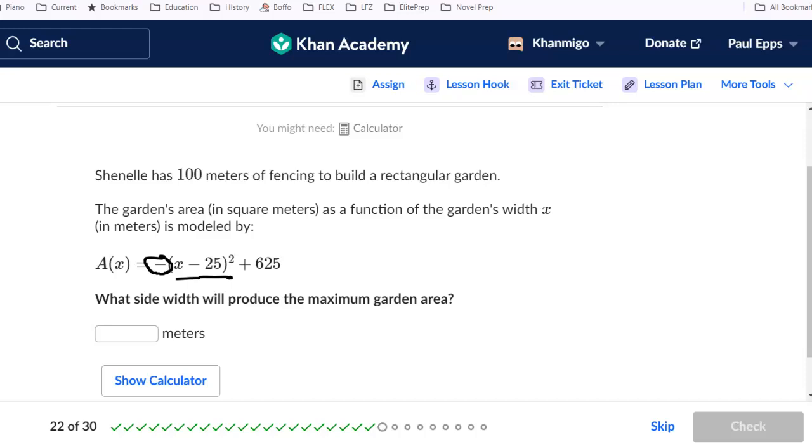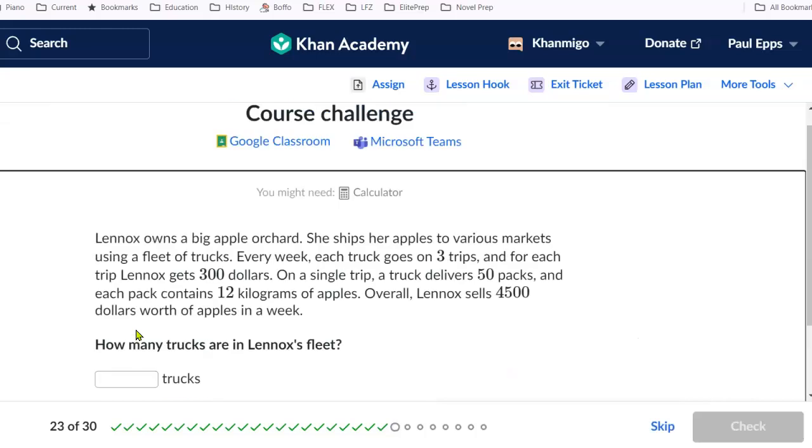So we're trying to maximize A of x, so we want to minimize this non-positive number. The way we minimize it is by making it 0, and the way we make it 0 is to set x to 25. 25 minus 25 is 0. And we will get the maximum area, with the width being 25.